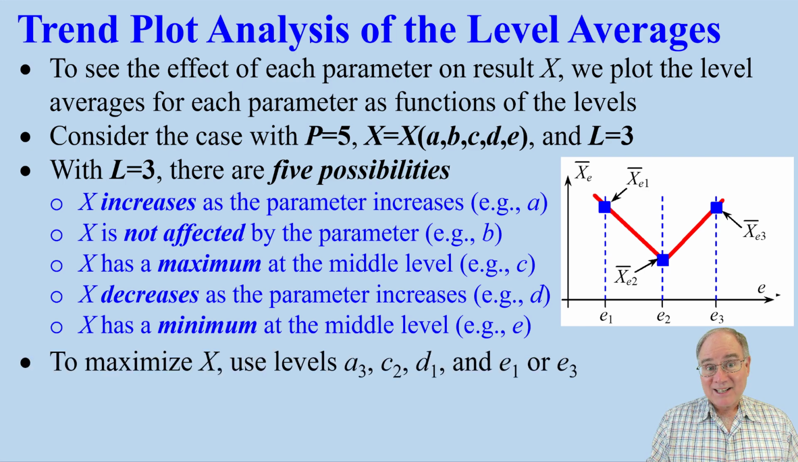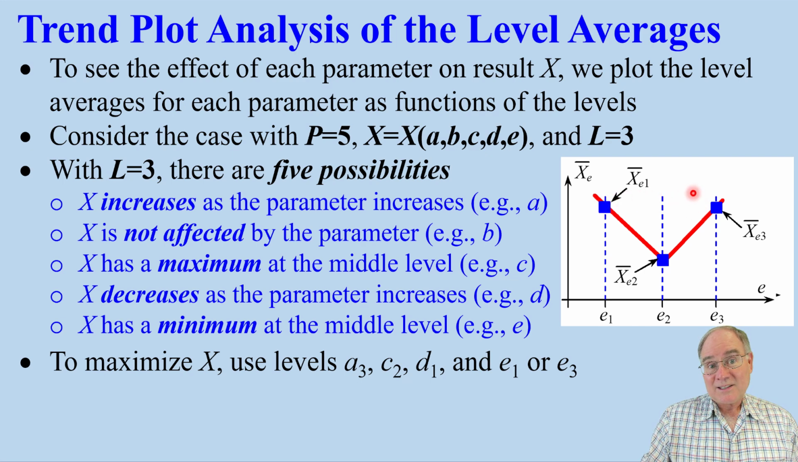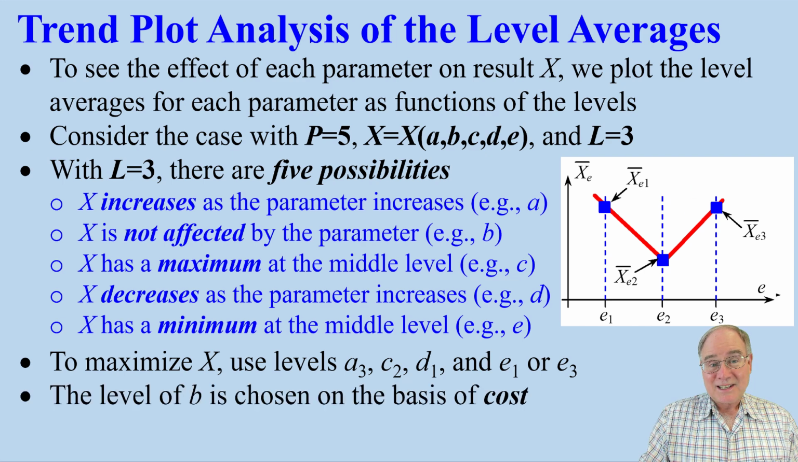Therefore, to maximize x, we would use level A3, since x increases with A, level C2, since x has a maximum in the middle, level D1, since x decreases with D, and for E, we'd use either E1 or E3, since they're about the same level. We would pick the one that costs less if there's any difference. Level B was flat, so it doesn't matter which one we choose, unless one of the options is less expensive, so we base this on cost.